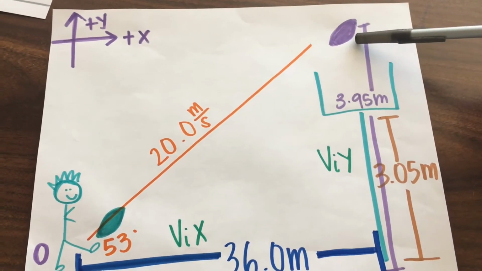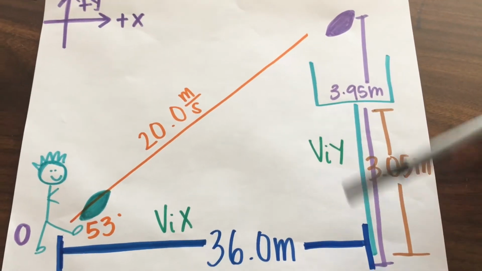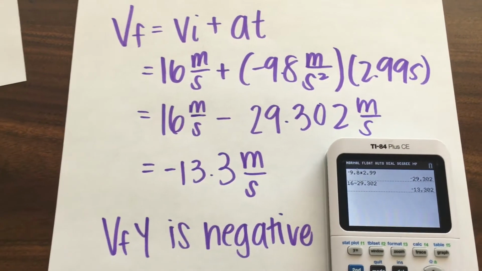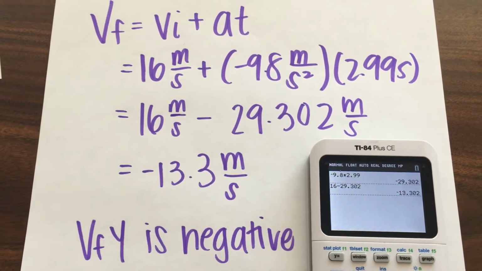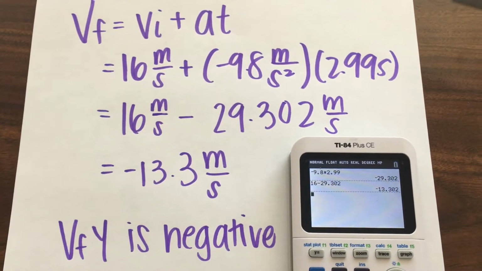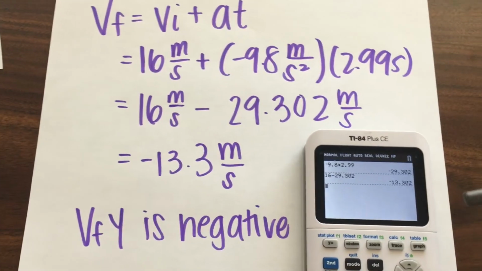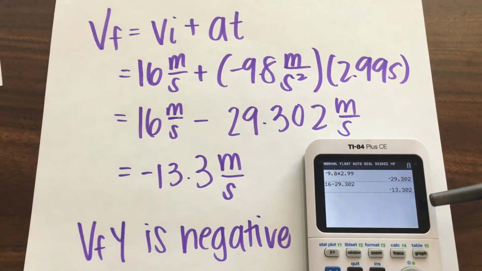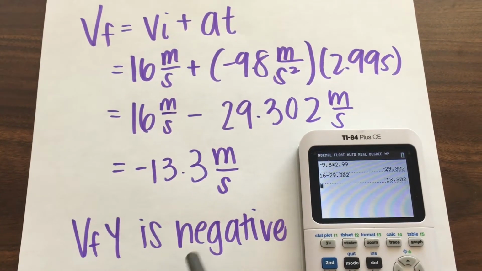get our final answer of our final velocity in the y, if it's positive, then the ball was rising, and if it's negative, the ball was falling. To find the final velocity, we're going to use the kinematic equation final velocity equals initial velocity plus acceleration times time. And we're going to use the values from the y portion of our data. And so when we solve for that, we get that the final velocity is negative 13.3 meters per second. And we can conclude that final velocity in the y direction is negative.